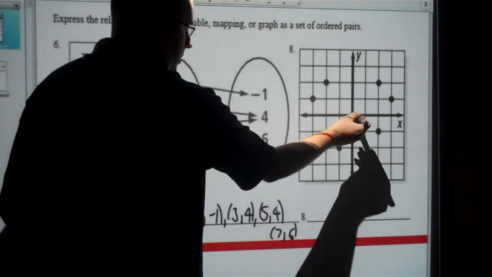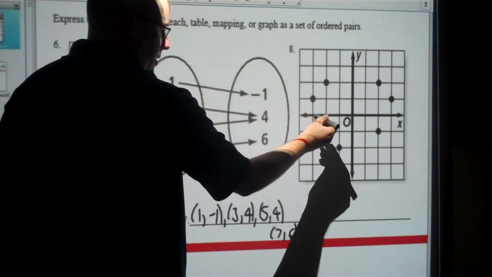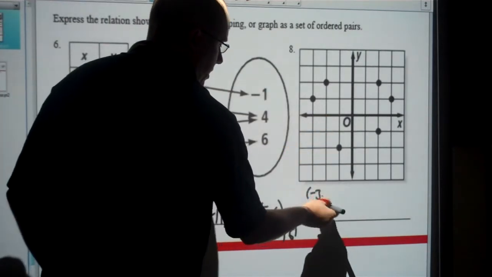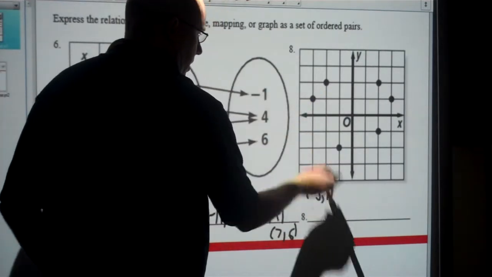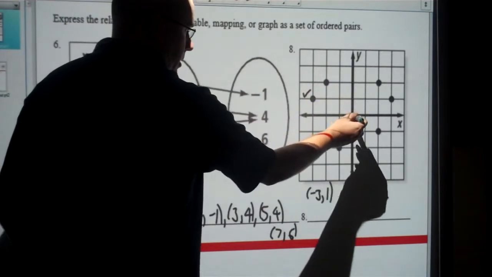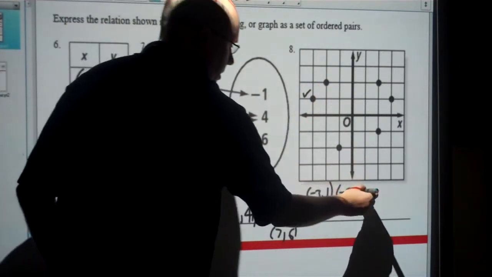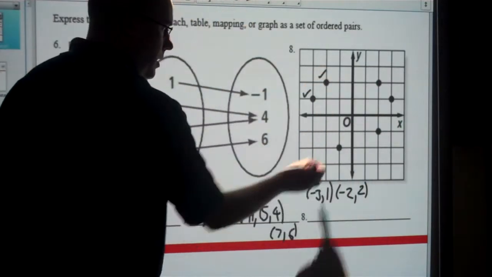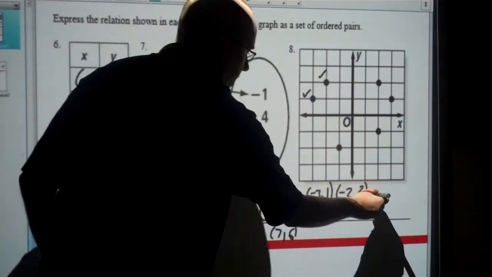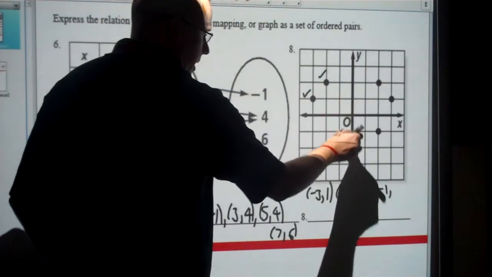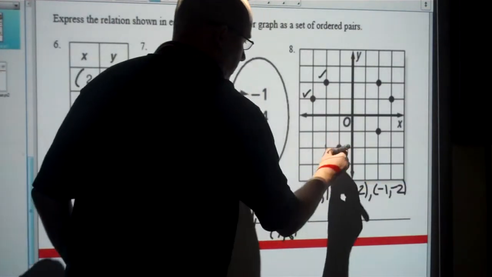So I'm going to start with this one on the left first. I go 3 across to the left, which would be -3, and then I go up 1 square. This one here, I go 2 to the left, which would be -2. Then I go up 2 squares, so that would be +2. Across 1, so -1 to the left, and then down 2 is -2.